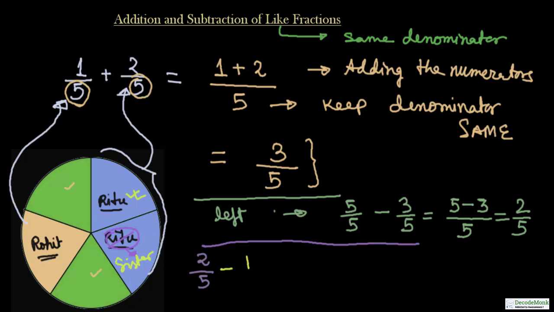Now if you solve that mathematically, to start with, Ritu has 2 by 5 portion of cake and she gave 1 by 5 portion of cake to her sister. So now she will be left with, again doing the same thing, taking the numerators and doing the operation given in between. Here we have got the minus sign, so 2 minus 1, and keeping the denominator the same. 2 minus 1 is 1, over 5. So you can see that Ritu is left with 1 by 5 portion if she has gifted one portion to her sister. So 2 by 5 minus 1 by 5 is again 1 by 5.